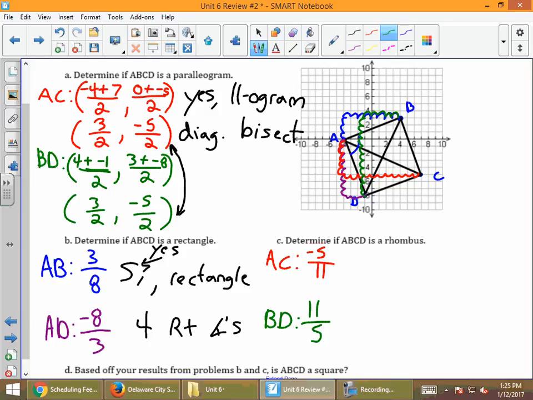Are these opposite reciprocals? One positive, one negative? Fraction flip? Yes, it is. So do I have a rhombus? Yes. Rhombus. What's my reasoning for this? The diagonals are perpendicular. Diagonals are perpendicular.